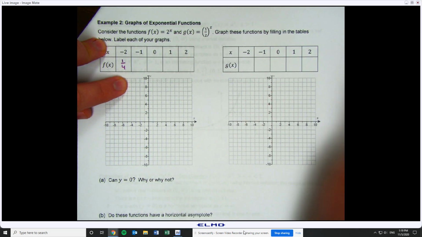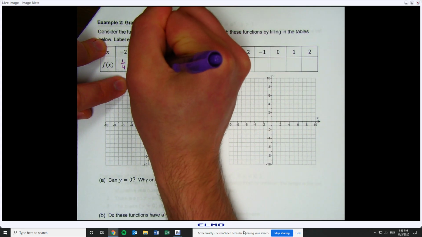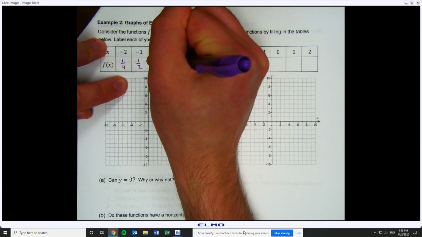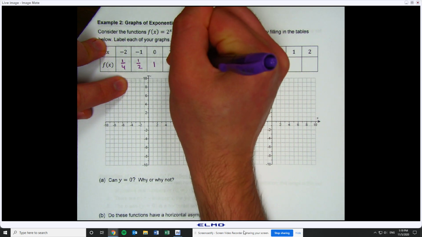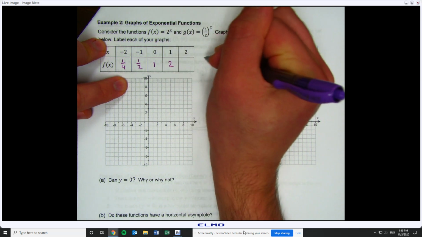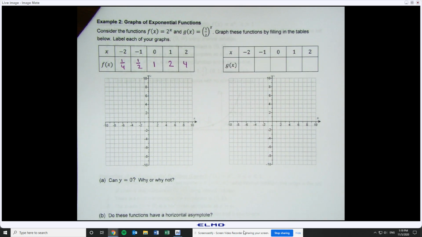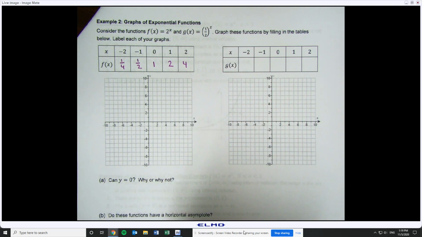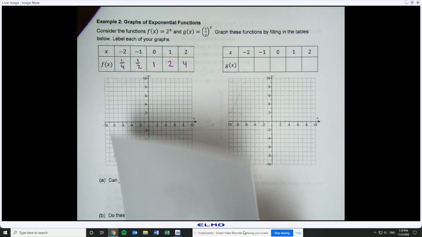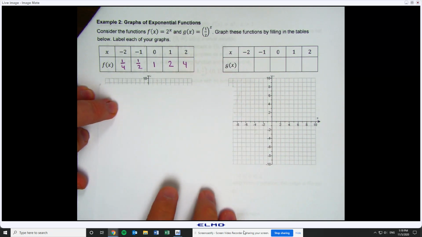If I were to put -1, that gives me 1/2. 0 is going to give me 1. 1 gives me 2. And 2 gives me 4. Now, at this point, I want to kind of tell you where these are coming from, because if you're in this class, you might not be sure yet how I'm getting these, apart from plugging it in the calculator.